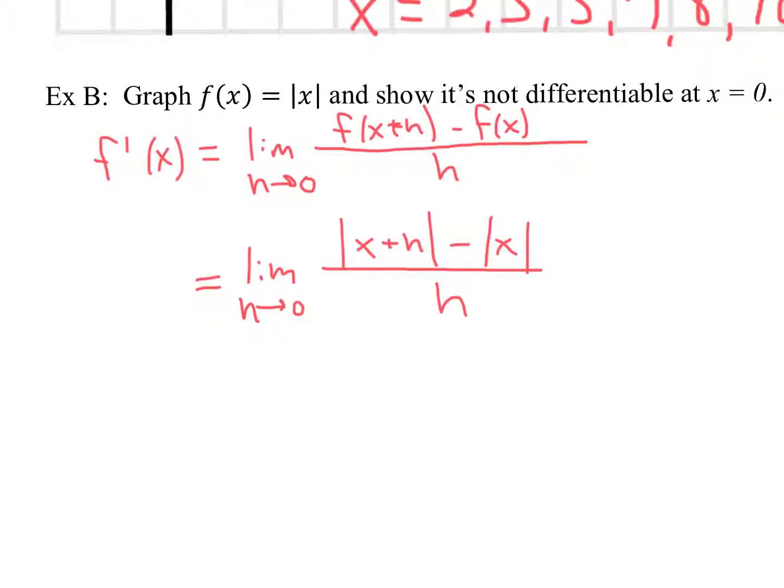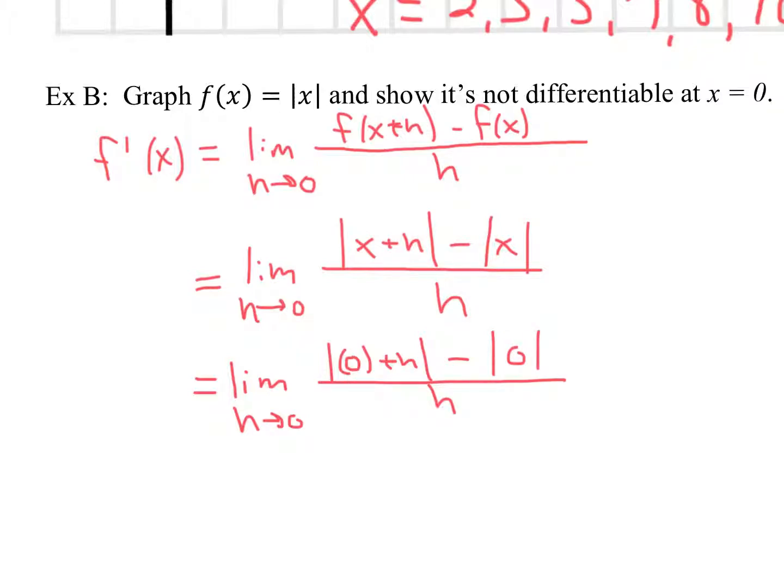To simplify this more, quite frankly, I don't know how to simplify it more because of the absolute values. So let's focus on, we want to show that it's non-differentiable when x is 0. So why don't we right now put a 0 in for these x's? Because that's the number that we're really concerned with. If we do that, we get the limit as h approaches 0 of the absolute value of 0 plus h minus the absolute value of 0, divided by h.